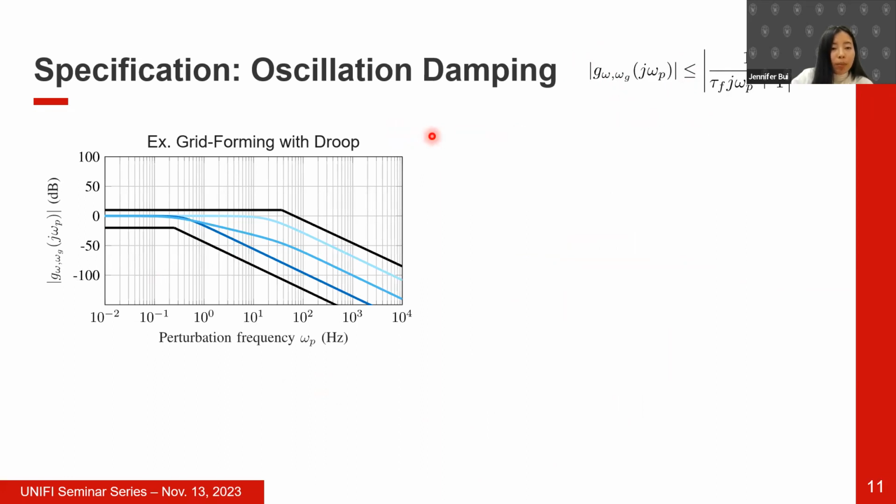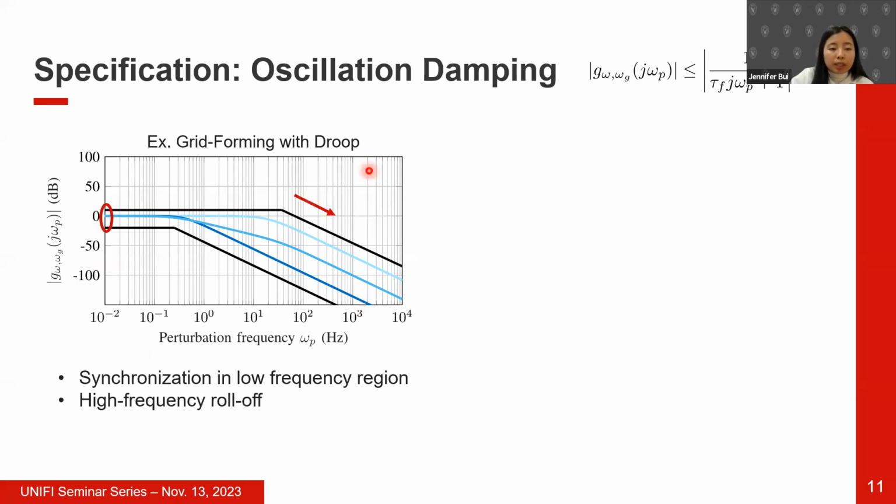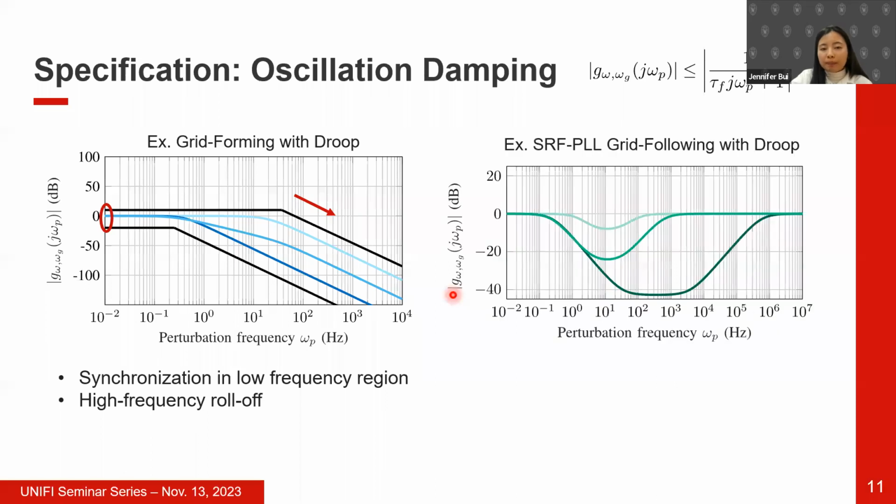And we see that in the grid forming with droop case, in the low frequency region, when the perturbation frequency is low, we do see synchronization, so neither amplification nor attenuation. In the high frequency region, so when the oscillations become faster, there is a high frequency roll-off, meaning that the converter is able to provide damping and reduce the oscillations from coming to the inverter or converter bus.